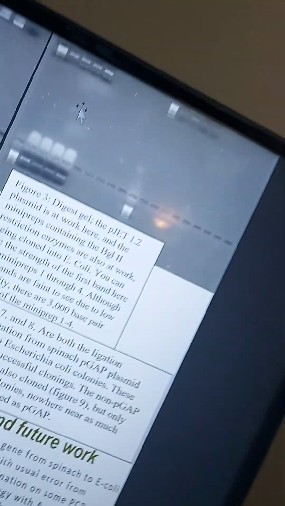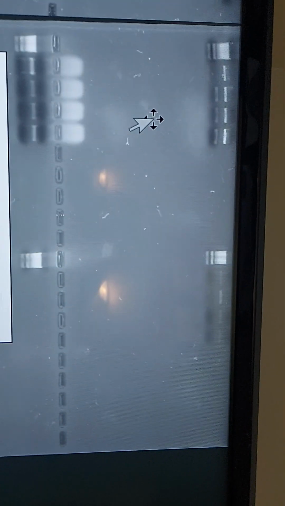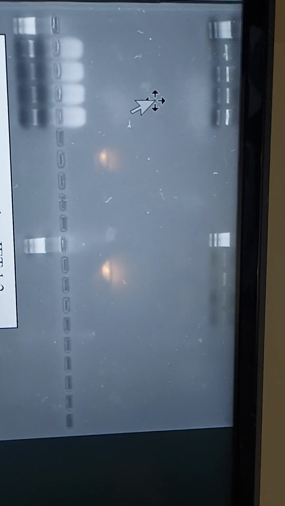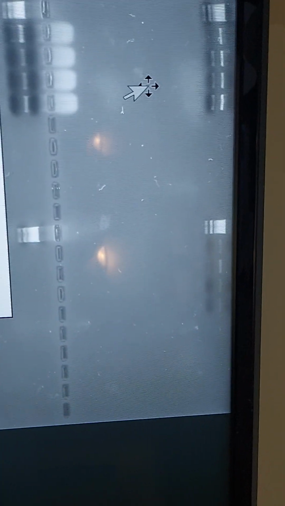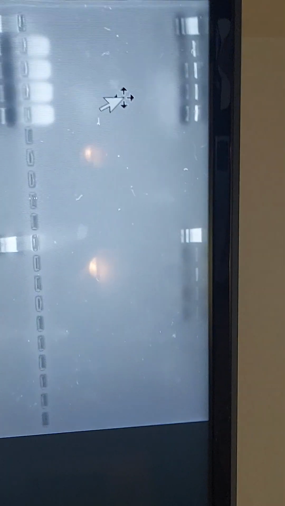And now onto the digest gel, which is right here. The pJET1.2 plasmid is at work here, so the minipreps containing the BglII restriction enzyme are also at work, which are being cloned into the E. coli. So you can see the strength of the first band here. The first band is here and here.